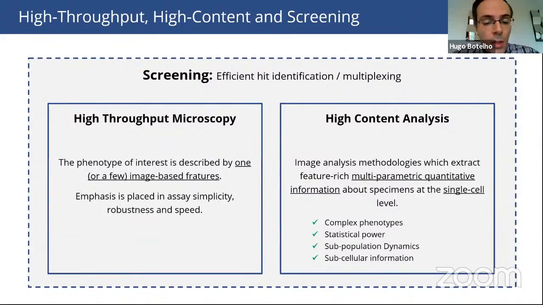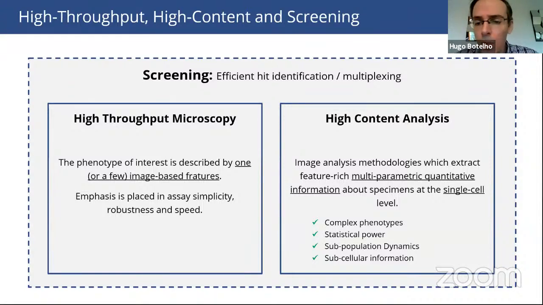And I told you there are two concepts that I will be throwing up in this presentation. One of them is high throughput microscopy, and the other related one is high content analysis. So when talking about high throughput microscopy, we are referring either to this automation technology or the assays which describe the phenotypes of individual cells based on one or a few image-based features. So the focus here is on simplicity.